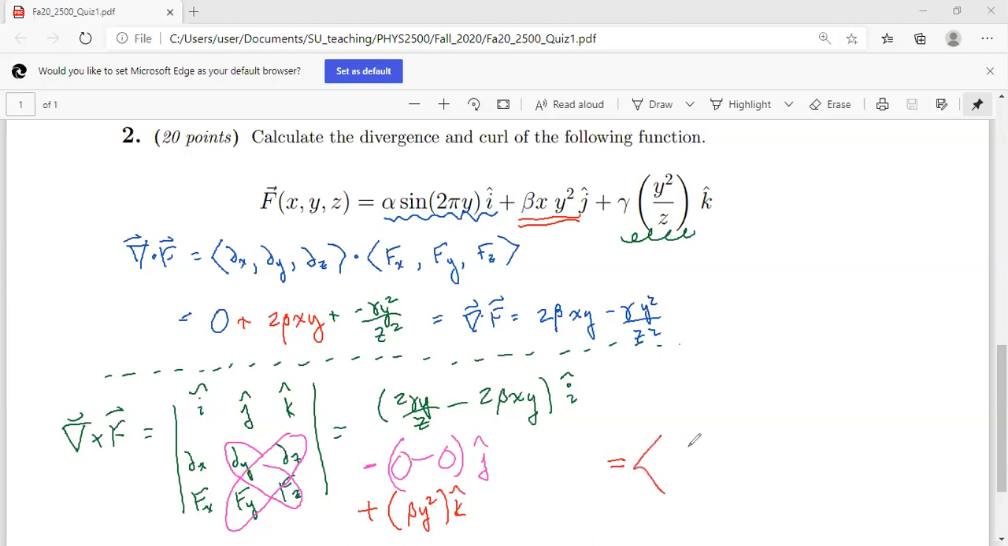So at the end of the day, we get something that looks like this. Just kind of grubby x component, and then everything else is okay. So factor out the 2y. And then 0, and then beta y squared. And that is a vector, which is what we want. Okay, any questions about any of that?